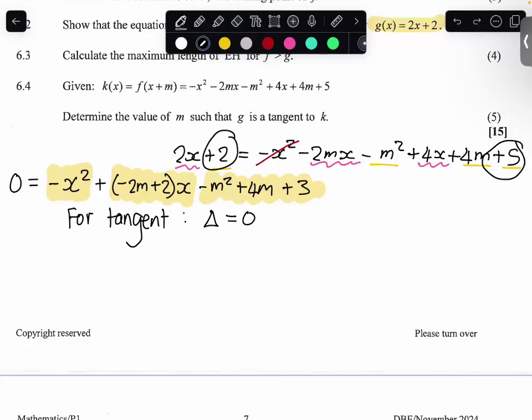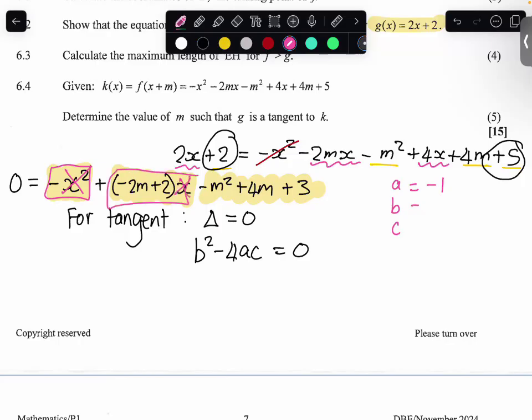But this question asks us for tangent. And so we're going to say b squared minus 4ac must be equal to 0, because delta is b squared minus 4ac. I'm going to pull my a, b, and c values. My a value is everything except the x squared. So it's ax squared. So a is minus 1. My b value is everything except the x, which in this case is minus 2m plus 2. And my c value is everything else in the sum, which is minus m squared plus 4m plus 3.